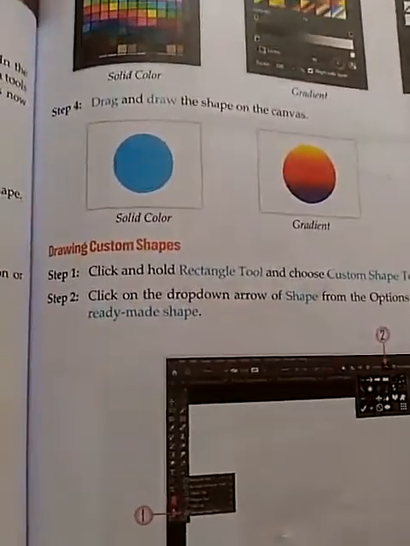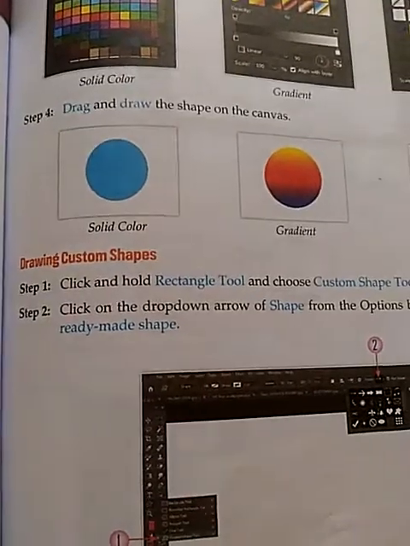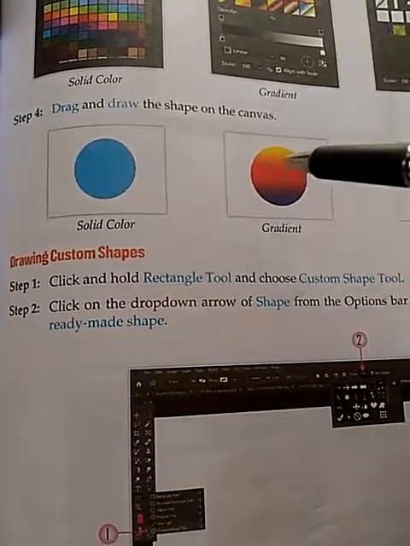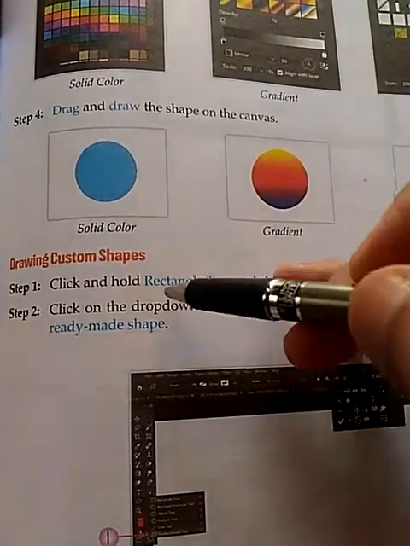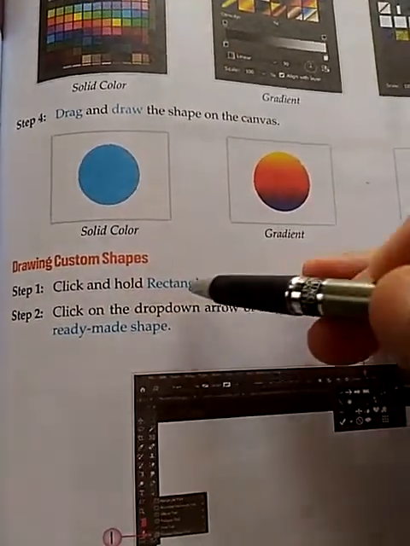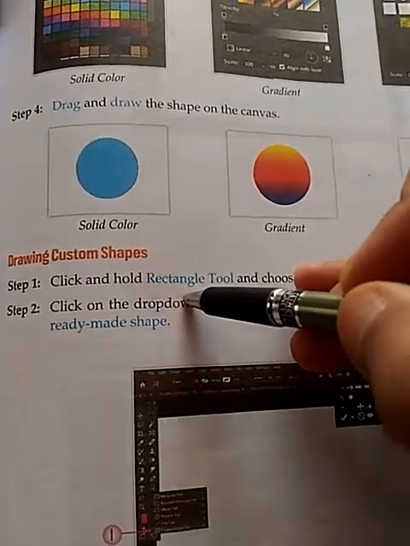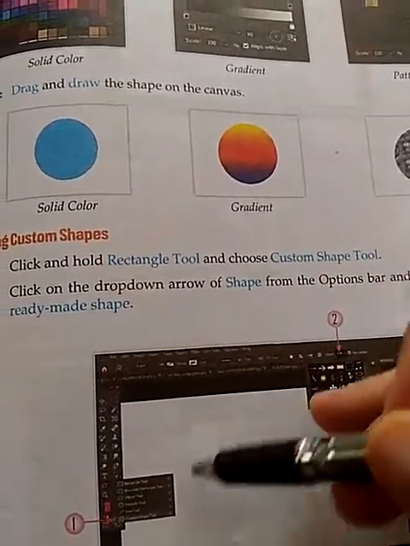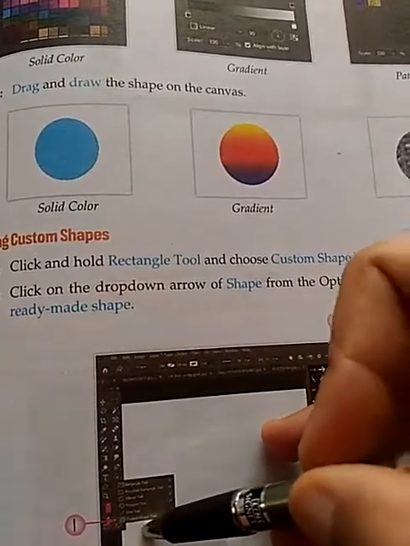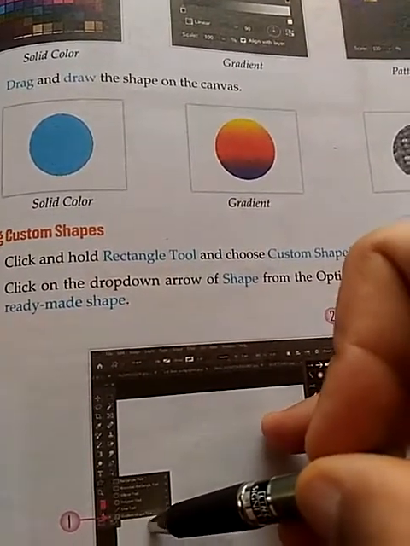Now, if we want to draw a custom image other than this rectangle, polygon, and ellipse, then again this can be done with the help of the rectangle tool. Click on the rectangle tool. After clicking on the rectangle tool, at the end you will find the custom shape tool. The last option is the custom shape tool.